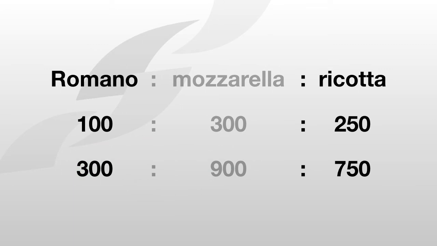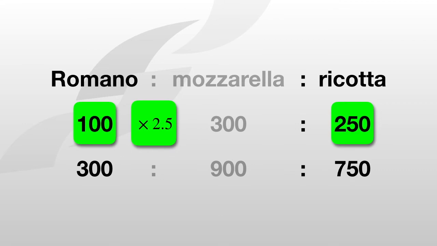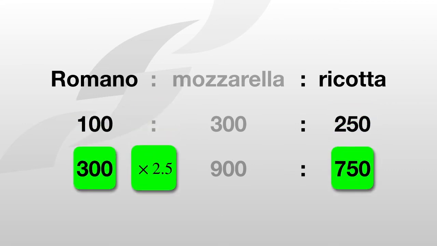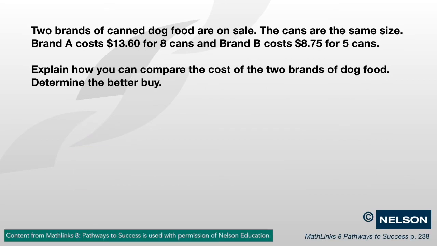Similarly, you might have noticed a relationship between the amount of Romano and ricotta in the recipe. The amount of ricotta is 2 1/2 times that of Romano. Again, we can apply this relationship to the larger lasagna. The ratios between the kinds of cheese remain the same.